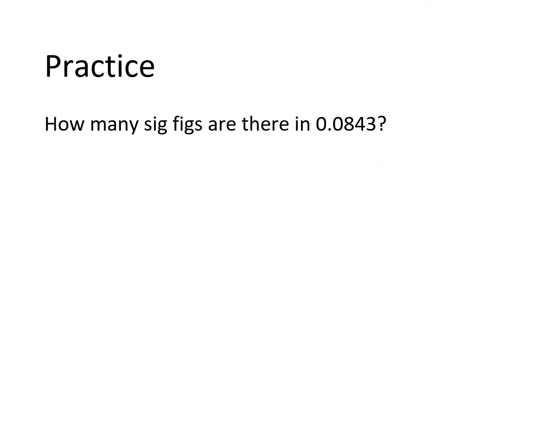In this next example problem, we're trying to figure out how many sig figs are in 0.0843. The thing to recognize is that at the beginning of this number, we have 2 leading zeros. And remember, leading zeros are never significant, so we can go ahead and cross those out, which leaves us with 3 non-zero integers. So this value overall would have 3 significant figures.